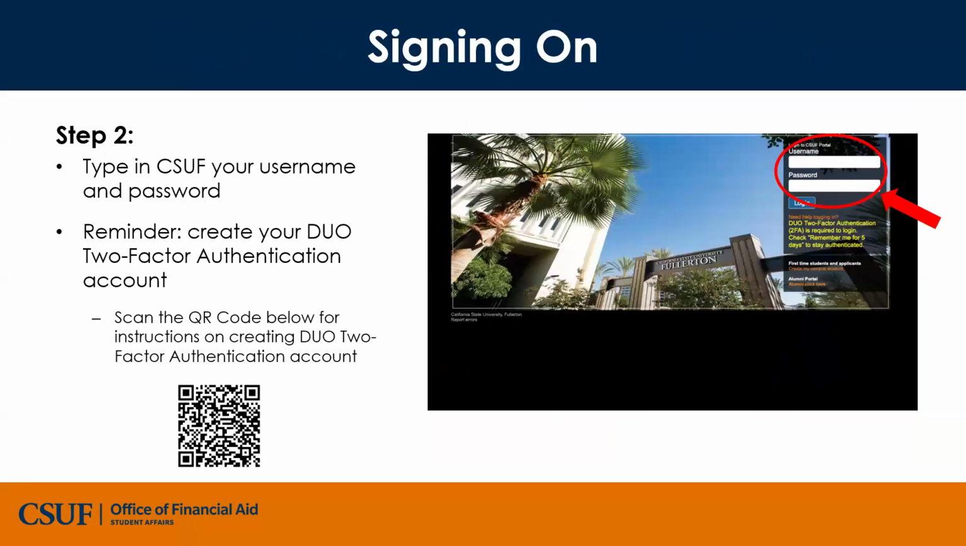Next, sign into your student portal. You will need to type in your Cal State Fullerton username and password. As a reminder, you will also need to create a dual two-factor authentication account if you haven't done so already. If you need support with creating the account, please scan the QR code below for more instructions.